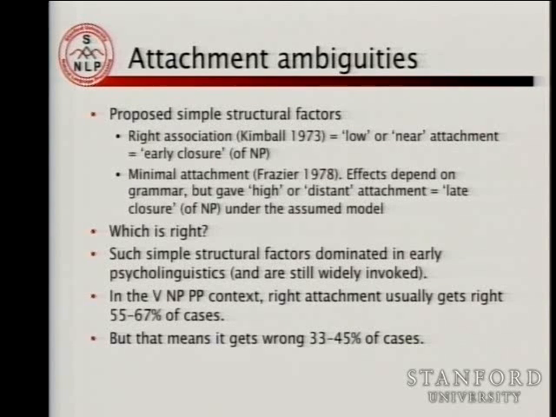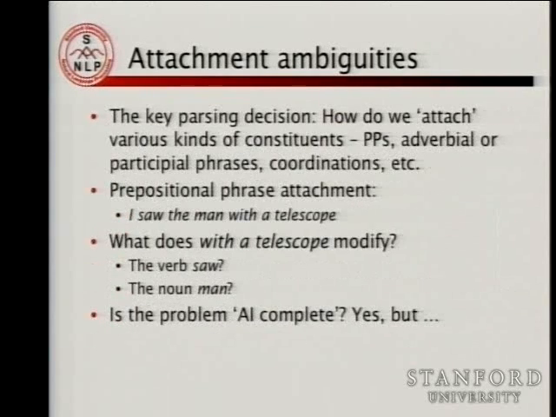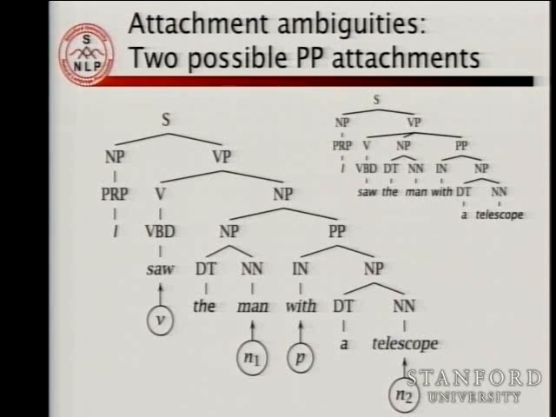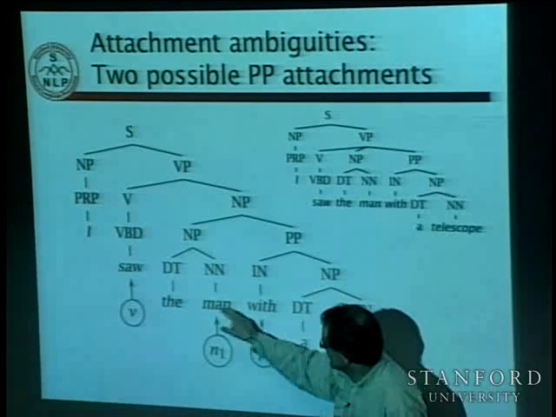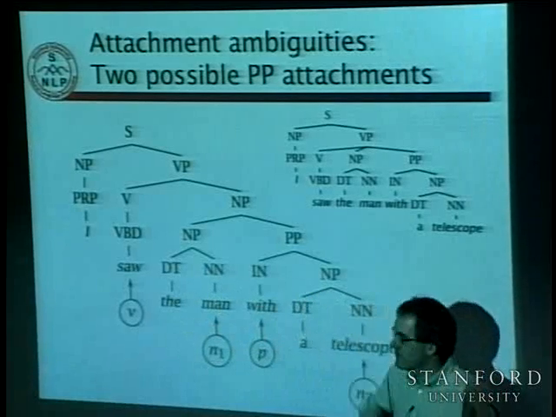This work was actually explored in the psycholinguistics community. Early on, people proposed structural factors of sentence structure which would determine how humans would resolve these syntactic ambiguities of PP attachment. In particular, Kimball in 73 proposed the principle of right association, which said that you should attach a PP low or near. That gave you early closure. So Kimball would say, okay, we've got "with a telescope", and you should attach it to the low nearby thing, the man, and prefer this structure.